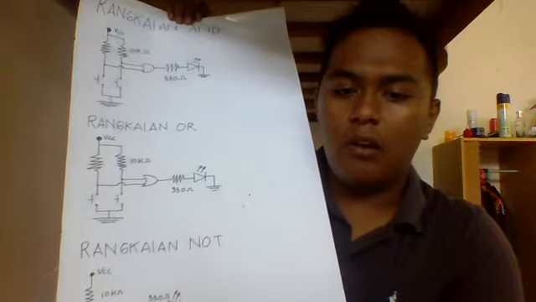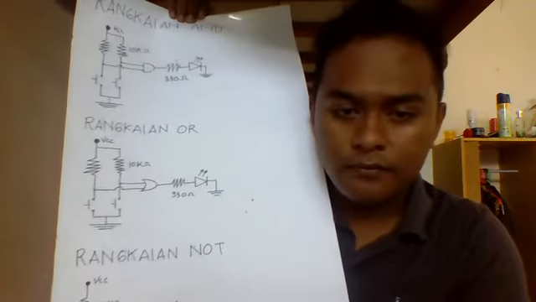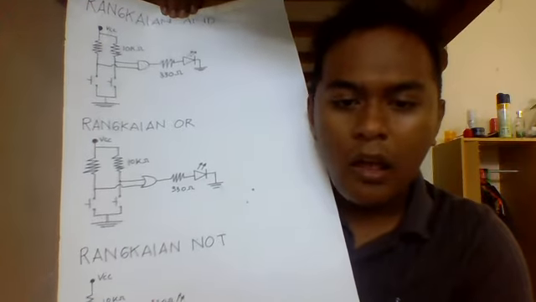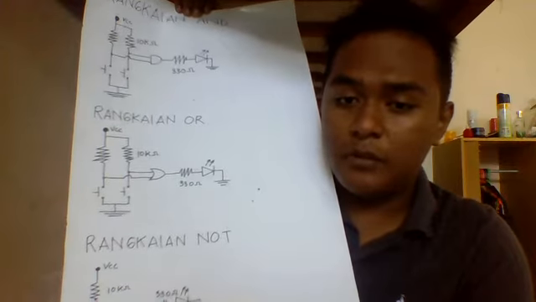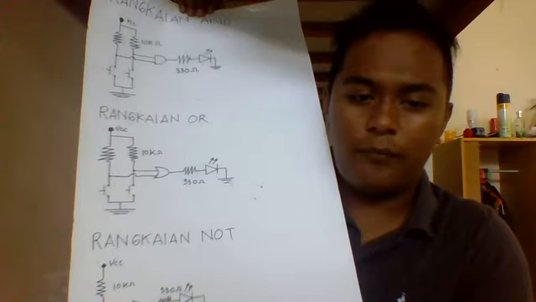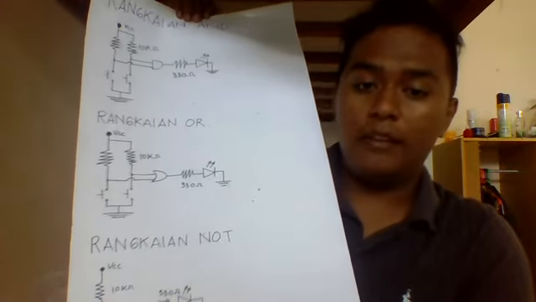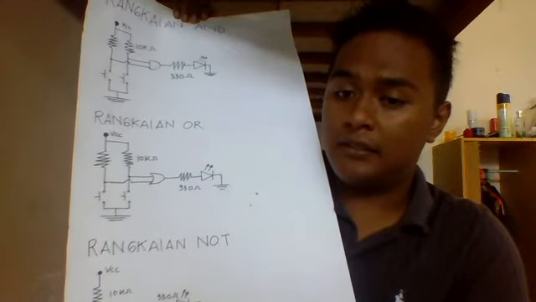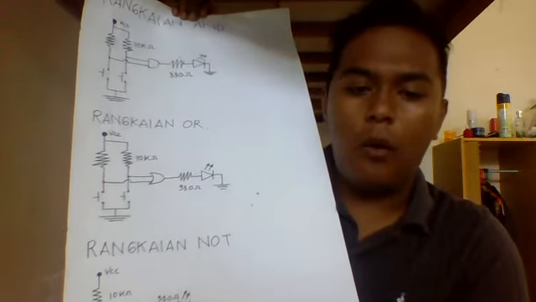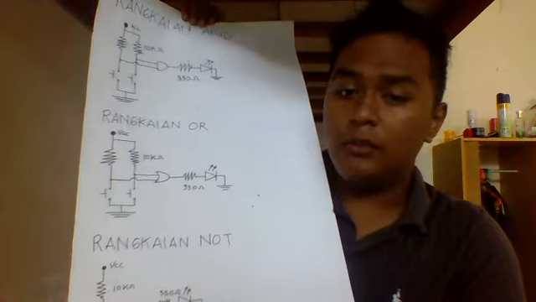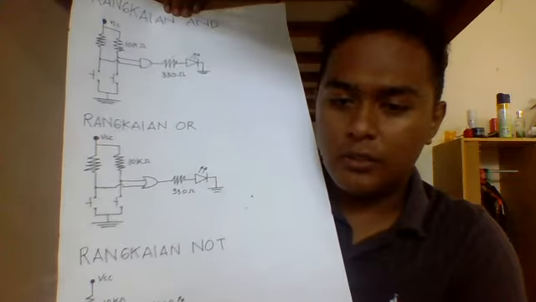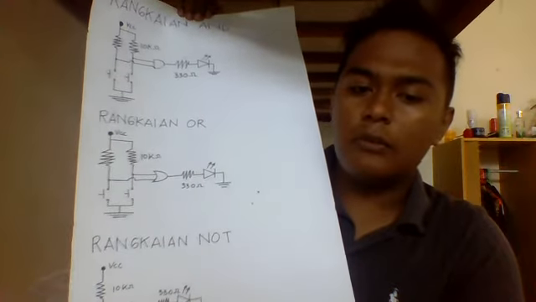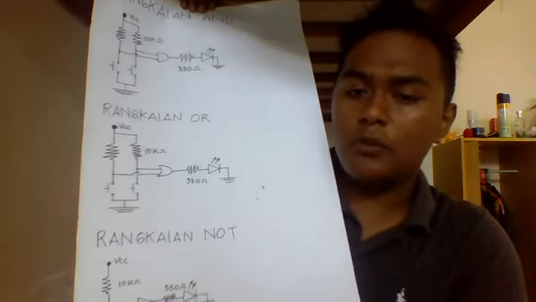Next, logic gate OR. Here's a picture of a gate OR. We can see in the picture there are two inputs. Each input has a 10 kilo ohm resistor. Both inputs will be equal to 1 if the switch is closed. At the output, there is an LED with a 330 ohm resistor. When both switches are open, or 0, the output is 0 and the LED is off. And if one or both of the switches is closed, then the output logic value is 1 and the LED will light up.